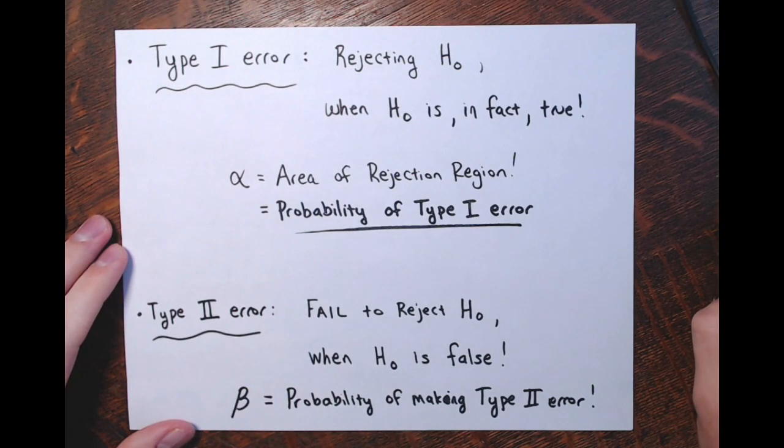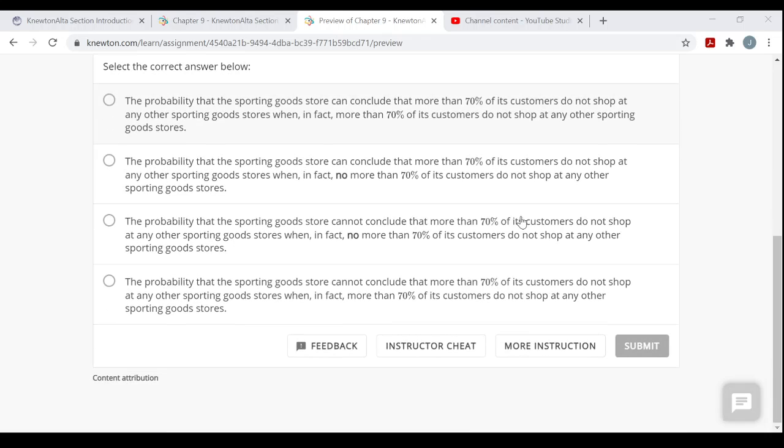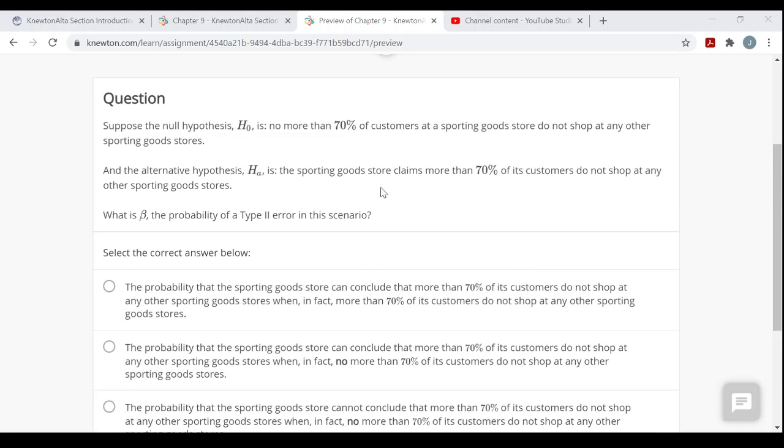Okay. So here's a question I'm looking at related to this objective in your Newton-Alta homework. Again, if you're unfamiliar with this or want to see more about it, click on More Instruction. Look at their videos, their examples, their notes, and hopefully those help. All right, so suppose the null hypothesis, H0, is the following statement: no more than 70% of customers at a sporting goods store do not shop at any other sporting goods stores. So no more than means 70% or less, less than or equal to 70%.